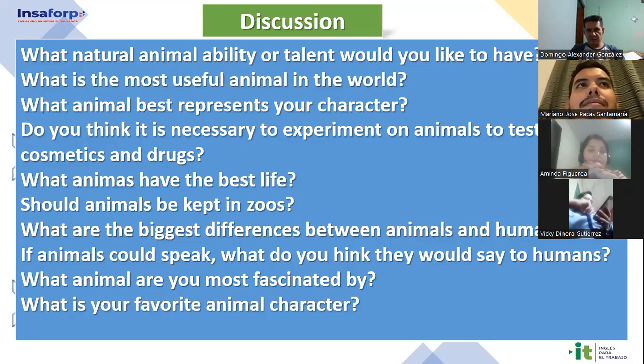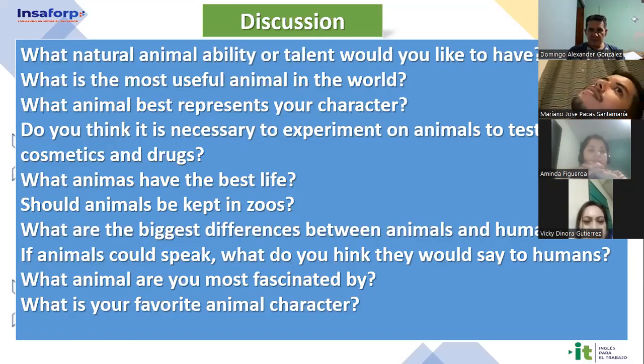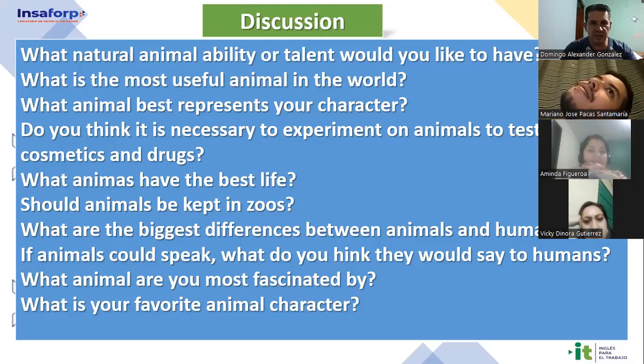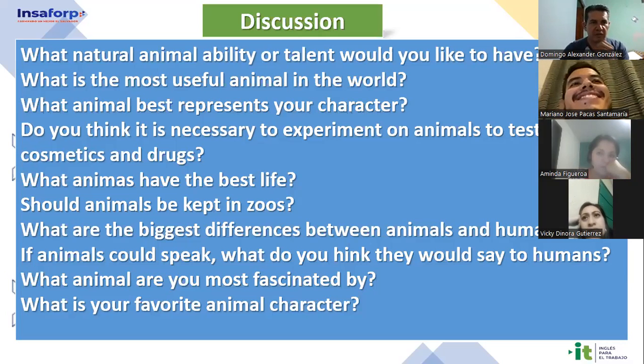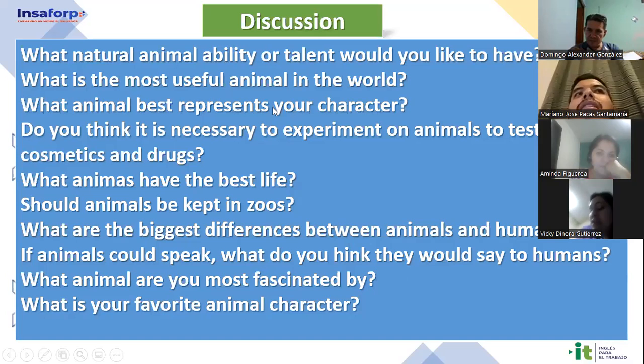Okay, now, Domingo, what animal best represents your character, your personality, the personality of Domingo? What animal best represents, in your opinion, Domingo? The lion, the bull, the eagle. Do you understand the question, Domingo? What animal best represents your character? ¿Qué animal representa su carácter, su forma de ser, right, Domingo? Which animal?